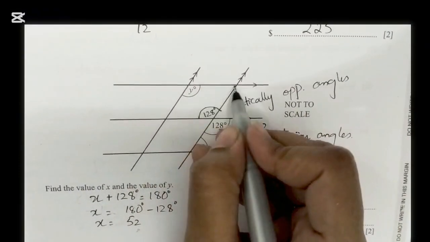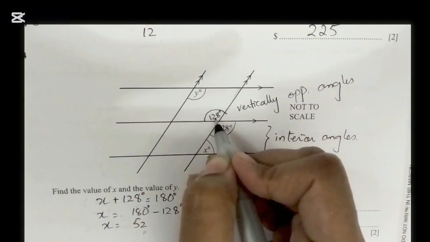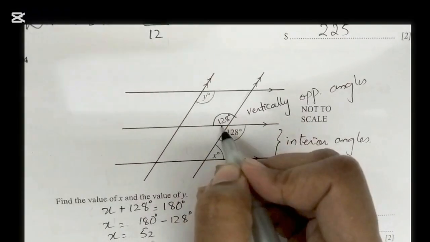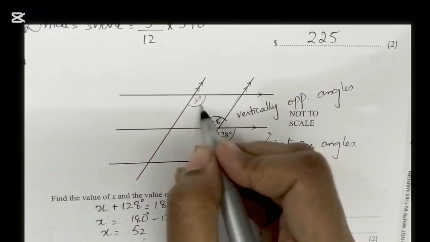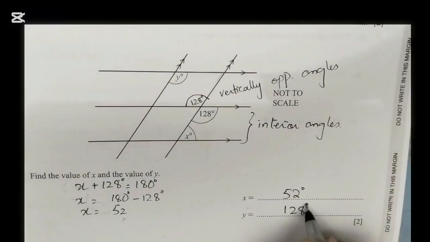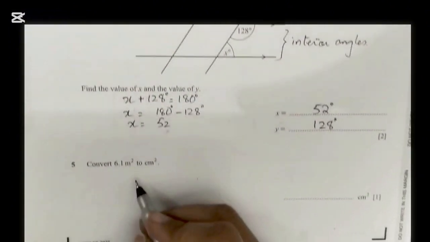Can you see this diagram? This is a parallelogram. So the opposite angles in a parallelogram are also equal. So this is 128. This means angle y is also 128 degrees because they are the opposite angles in the parallelogram. Okay, now move to question number 5.